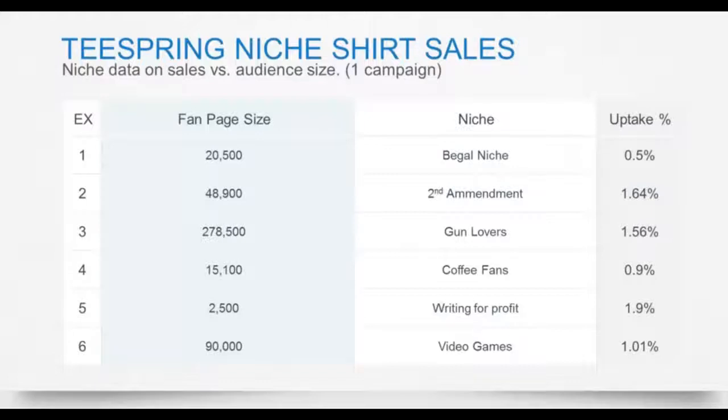So you can see you don't have to have a massive fan base. Obviously this is off of a fan page, but it's the best way I can give you stats to estimate uptake on a campaign. Yes, I created this graph. Fan page size, 90,000, video games, 1.1% uptake. 1.1% of the 90,000 fans bought the shirt for that single campaign. Again, guys, this is not broad-ranging, all-inclusive data from all the campaigns run in each one of those niches. No. This is data from one campaign.